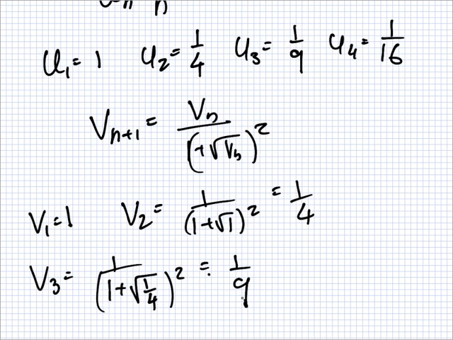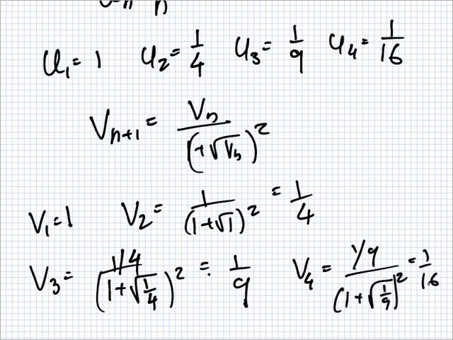Oh, sorry, this top is a Vn, isn't it? So I should have had a 1 over 4 on the top here. Yes. So if you put that in the calculator, you get 1 over 9. And then the last one, V4, will be 1 over 9, 1 plus root 1 over 9 squared, and that works out to be 1 over 16. So the reason I did this question, I wanted to show you that you can actually get the same sequence from two totally different looking formulas.